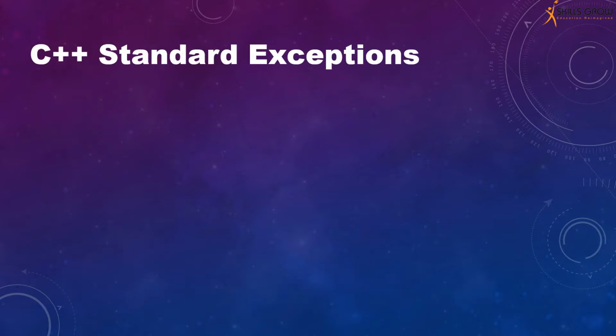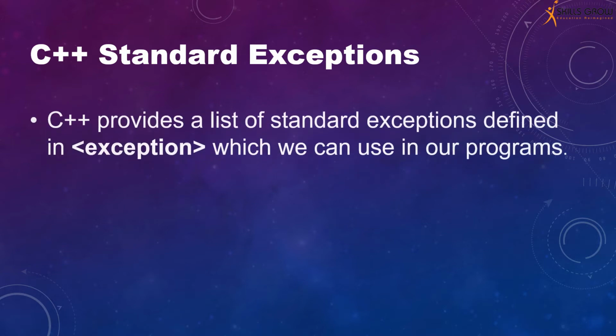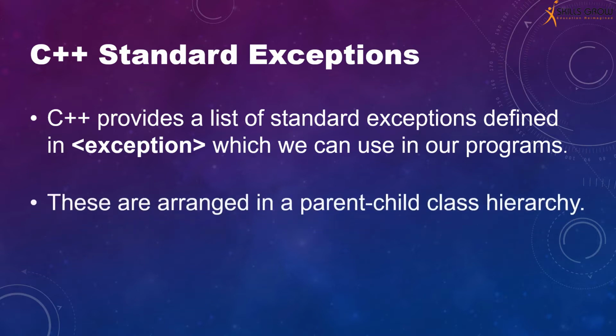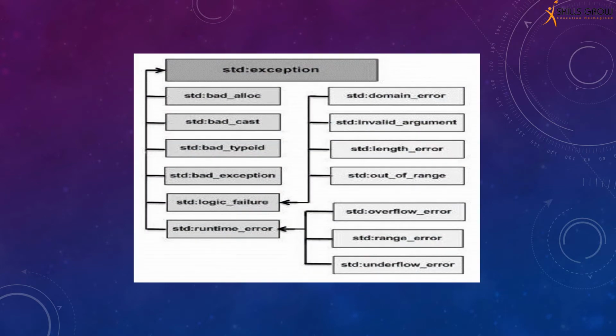C++ standard exceptions. C++ provides a list of standard exceptions defined in <exception>, which we can use in our program. These are arranged in a parent-child class hierarchy. std::exception is an exception and the parent class of all the standard C++ exceptions. std::bad_alloc can be thrown by the new operator. And there are a number of other exceptions like std::bad_cast, std::bad_exception, std::bad_typeid, etc.